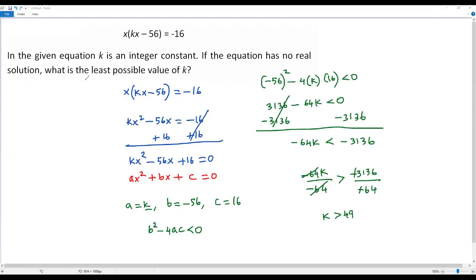According to the question, we have to find the least possible value of k, that is, the smallest value of k. So we get the result that k has to be greater than 49. One more important thing to notice in the question is that k is an integer constant. So k has to be greater than 49 and also an integer, meaning the possible integer values for k are 50, 51, 52, and so on, with the condition k > 49. But our aim is to get the least possible value of k. Among these values, the least value is 50. Therefore, the least possible value of k is 50.